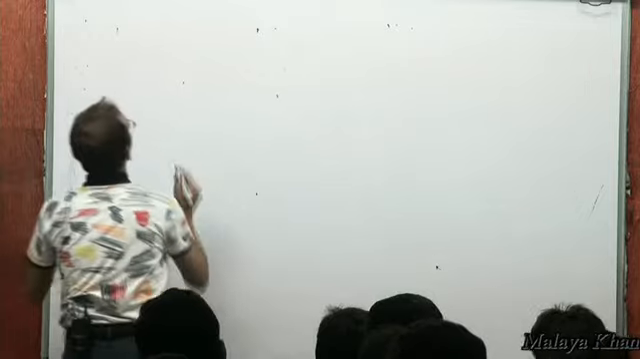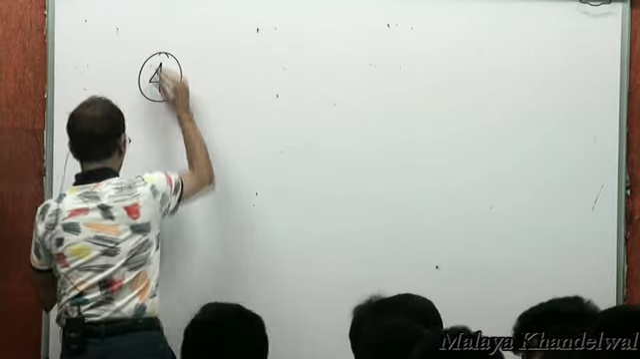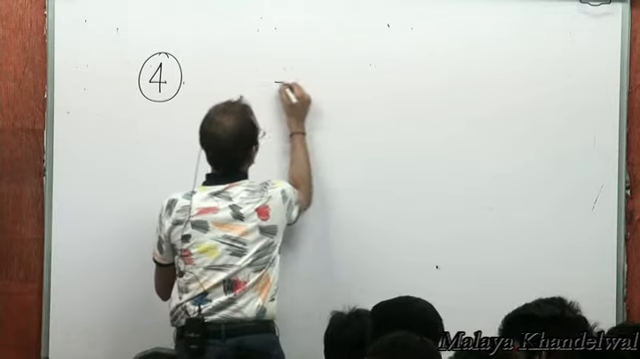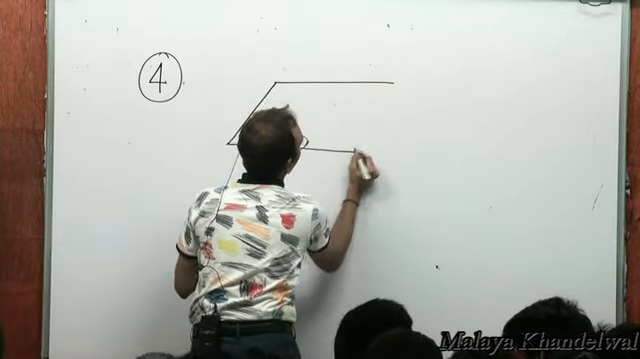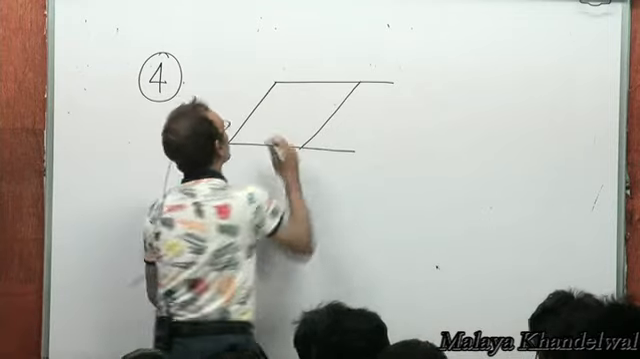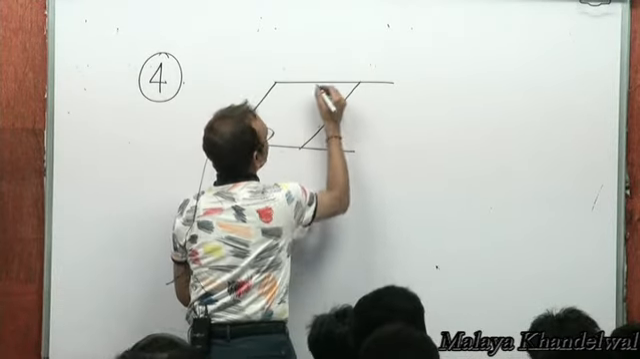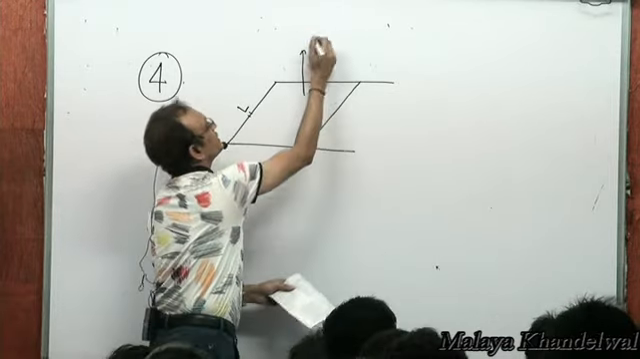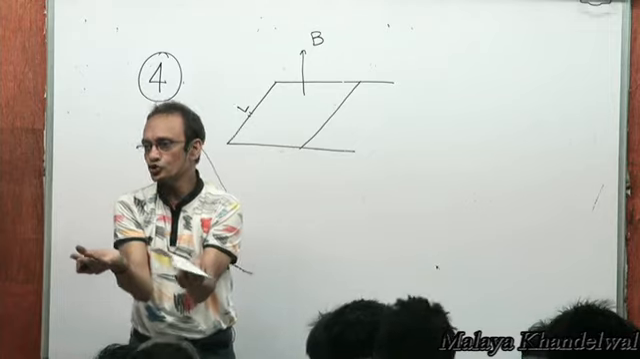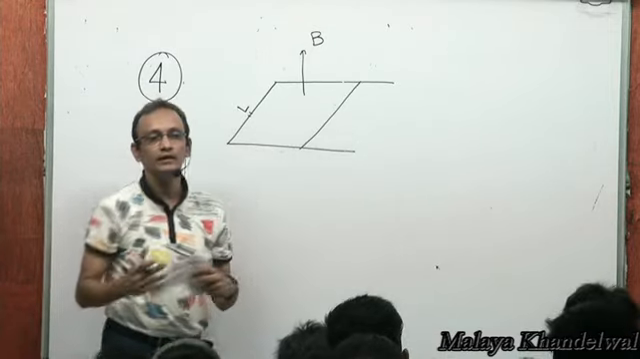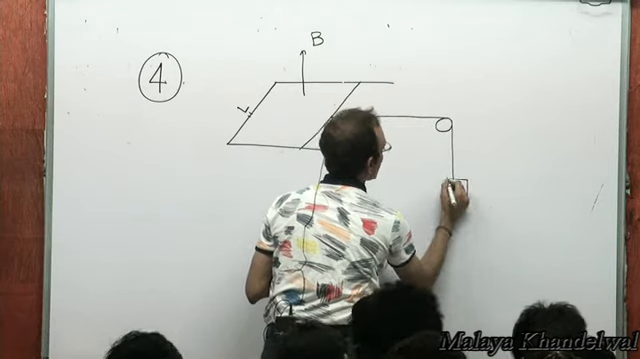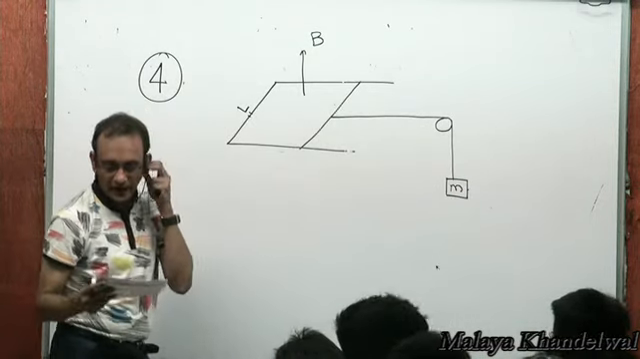Let's look at problem 4. Right then, your attention please. So we have a situation of this kind. This apparatus is resting horizontally, length L, and there is a vertical magnetic field B. This U-shaped structure is resting horizontally and there is a magnetic field B upwards. There is a pulley and there is a mass M connected at this end, right?